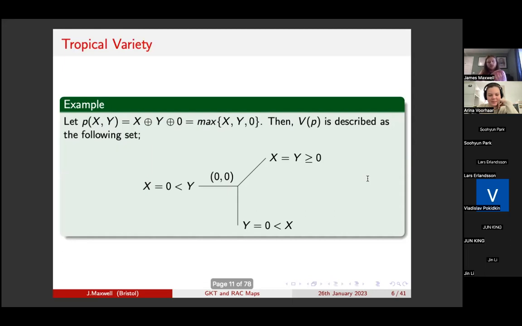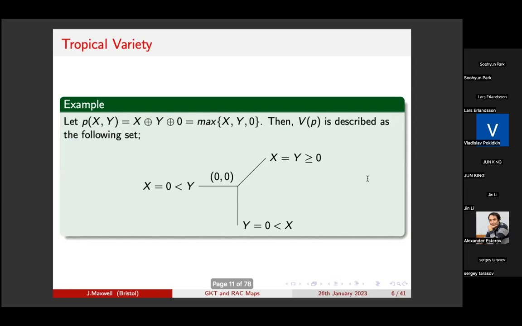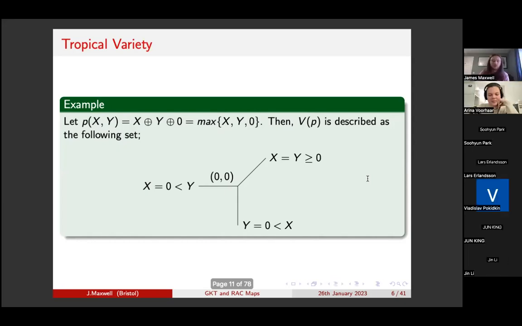So the three arms of the variety correspond to where two of the monomials are equal and achieve the maximum. So can you see my mouse? Are you able to see my mouse as well? Yeah, so this is where x is equal to 0 but is greater than y. This is where y is equal to 0 but greater than x, and then this diagonal is where x is equal to y is greater than 0. This should be strict because we have the vertex in the middle. The point is where all three monomials are achieving the maximum.